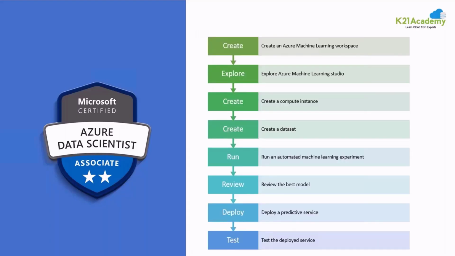Okay, so in the demo, we are going to create our machine learning workspace and explore the components in our Azure Machine Learning Studio, and create a compute instance because we need that compute capability to run our dataset algorithms on it. Then we are going to create a dataset and run an automated machine learning experiment. Once we run and finish, we are going to review which is the best model that is giving us the high performance. Then we select that one and we are going to deploy it.